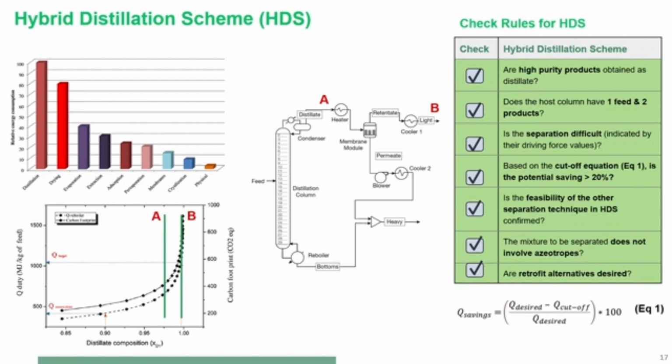The fifth rule: is the feasibility of the other separation technique in the SDS confirmed? Yes. The sixth rule: does the mixture to be separated not involve azeotropes? Yes. The seventh rule: is a retrofit alternative desired? Yes, that is also an incentive to use the SDS. If the reference process matches these 7 rules, then the SDS can be applied to the distillation column.